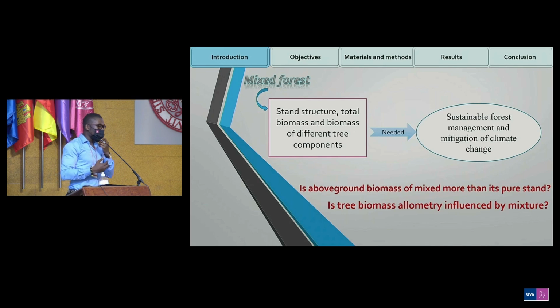However, we came up with two important questions for our research. The first question is: is the aboveground biomass of mixed stands more than its pure stands? And the second one is: is tree biomass allometry influenced by a mixture? Literally, we are trying to say that when we have a mixture, do we have a different tree biomass equation or tree biomass allometry, or is it the same?